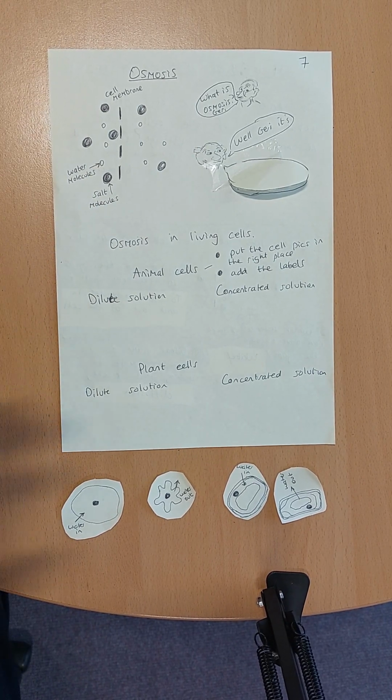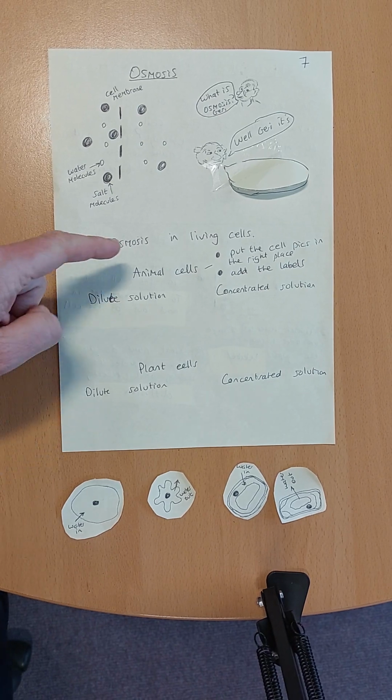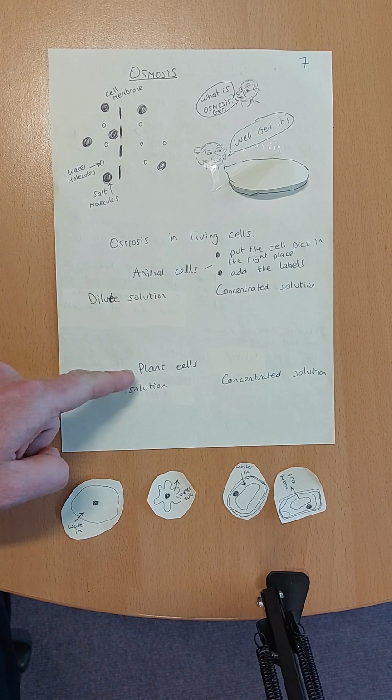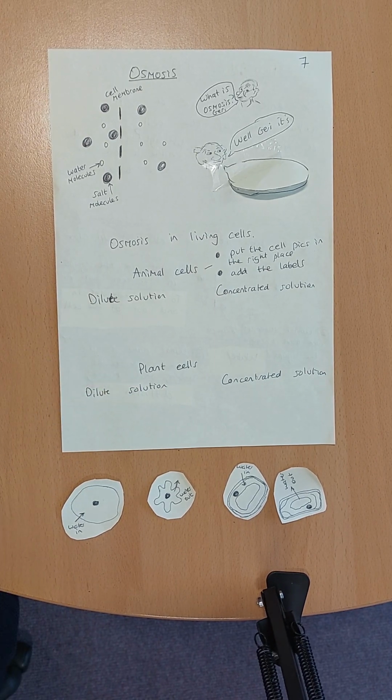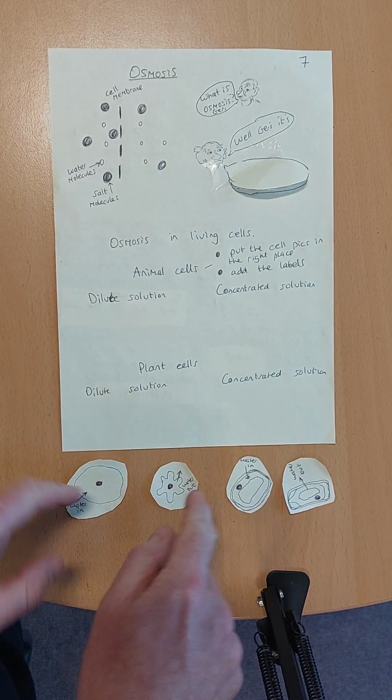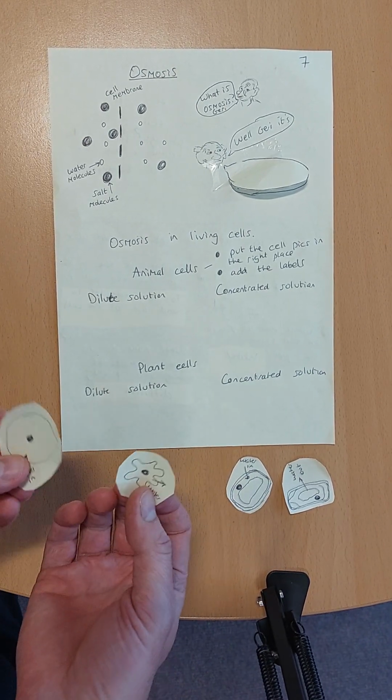Okay, so there are two types that you're going to need to know about. We've got osmosis in animal cells, and you're going to need to know about osmosis in plant cells. So let's have a quick look at animal cells. So down here we've got some pictures. Hopefully you recognize these two are going to be the animal cells.